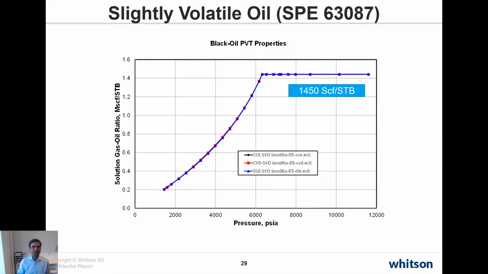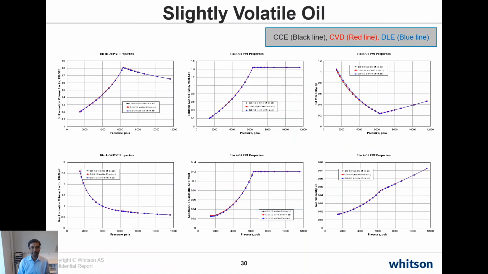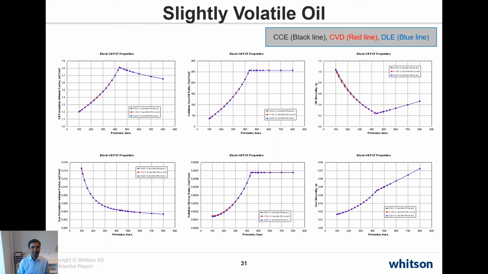Now simulation of the slightly volatile oil. This oil has 1450 standard cubic feet per stock tank barrel initial solution gas oil ratio. The black oil PVT table is quite similar in all the 3 cases, CCE, CVD and DLE. This is the black oil PVT properties for both oil and gas, and it's quite similar in all 3 cases. Black oil PVT properties in metric unit system.